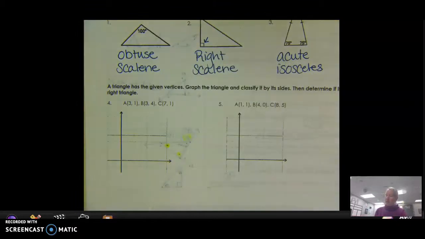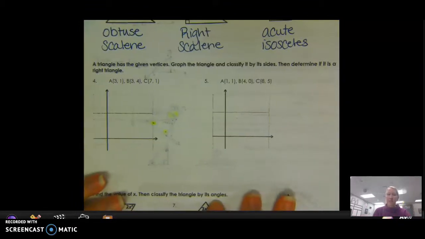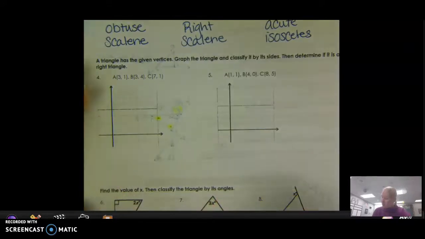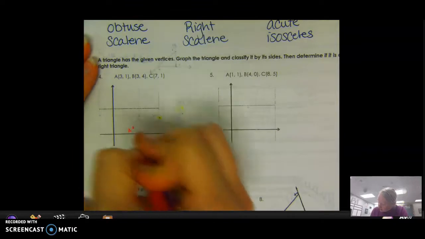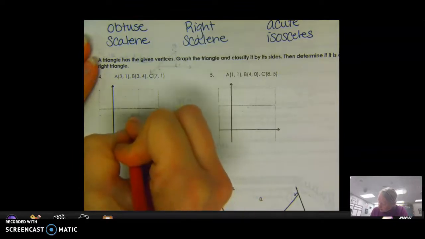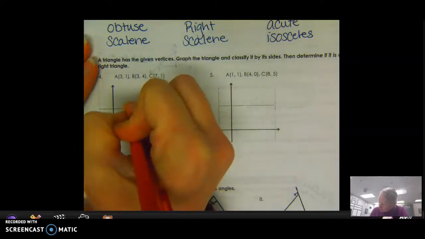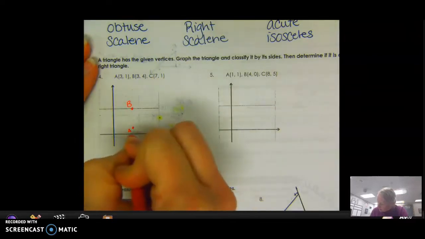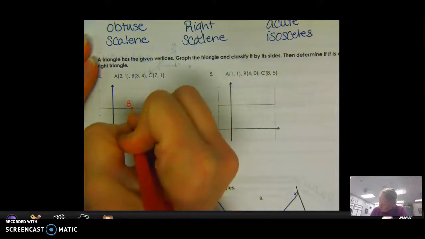Going down, a triangle is given by vertices. Graph the triangle and classify it by its sides, and then determine if it's a right triangle. Okay, so A is at 3, 1. B is at 3, 4, 1, 2, 3, 4. And C is at 7, 1: 1, 2, 3, 4, 5, 6, 7, up 1.